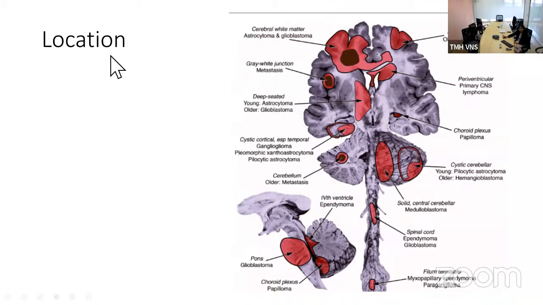Then the location also gives a hint, like cerebral white matter. If the tumor is located in cerebral white matter, we are most likely looking at glial tumors. Then periventricular location, we might be looking at a CNS lymphoma. Metastasis is mostly found in the gray-white matter junction. Choroid plexus means the tumor can be a choroid plexus papilloma. If it's a posterior fossa tumor, it can be a medulloblastoma or a pilocytic astrocytoma. Then ventricular tumors can be ependymomas. So all these aspects are important.